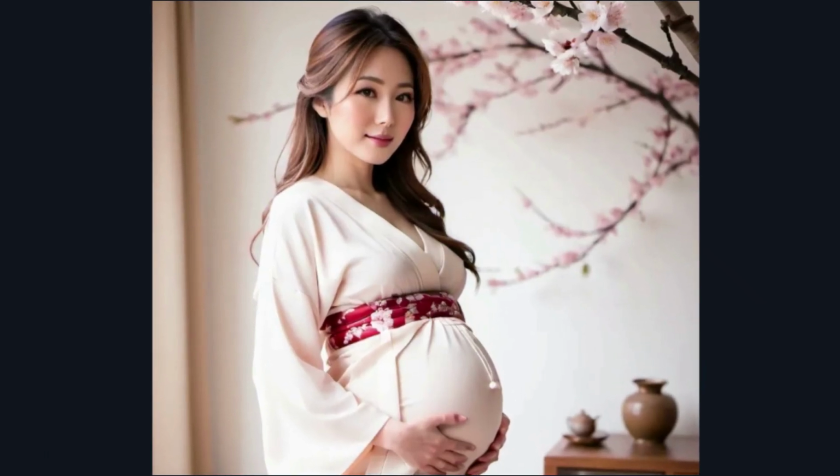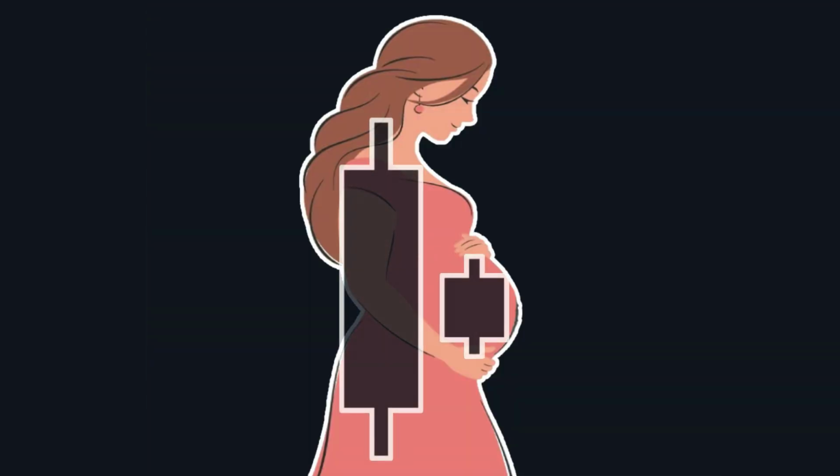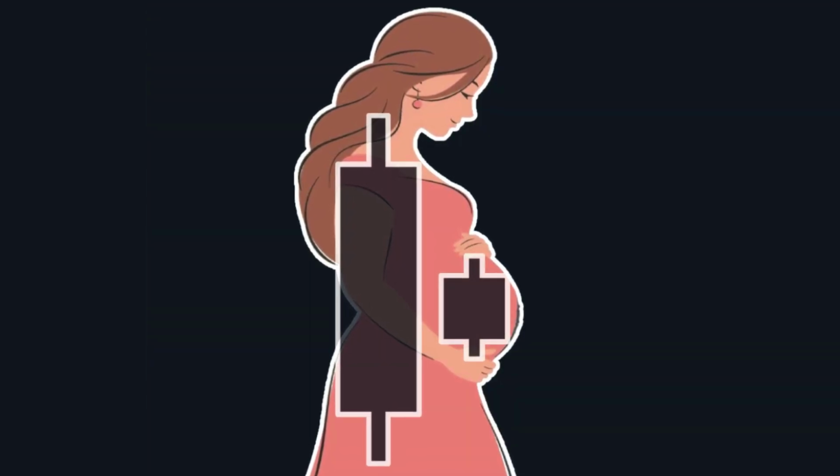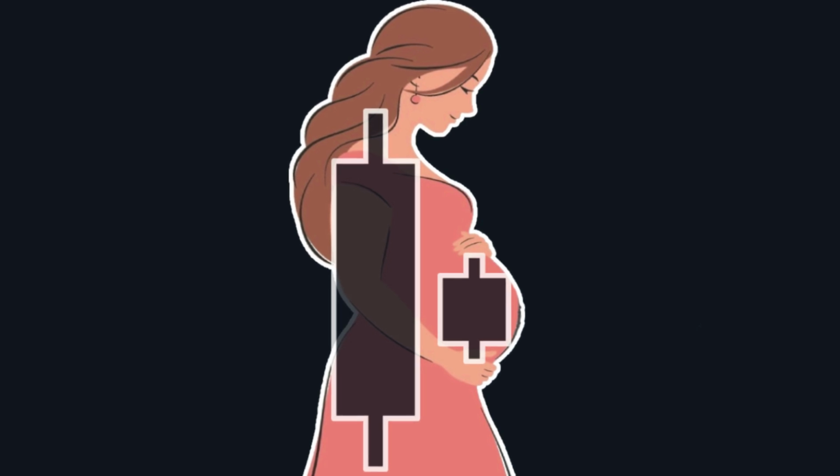Number 5. Harami pattern. The term harami comes from Japanese, meaning pregnant, and describes the pattern's appearance, which resembles a pregnant woman's body with a smaller candlestick inside it. The harami pattern consists of two consecutive candlesticks. The first candlestick has a long body with small shadows, while the second candlestick is smaller and entirely contained within the body of the first candlestick.